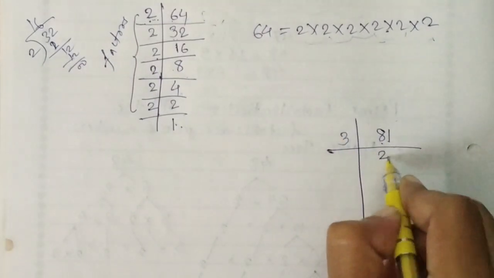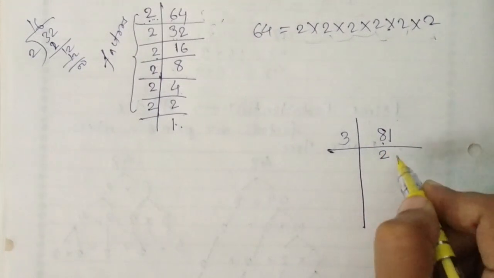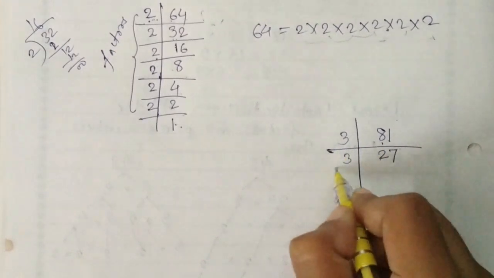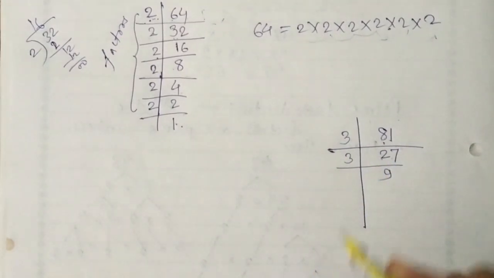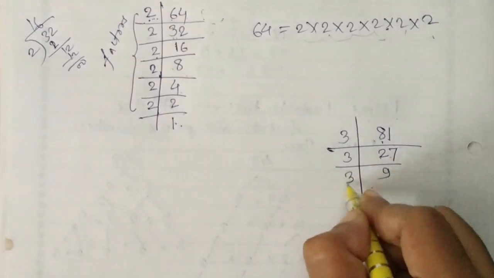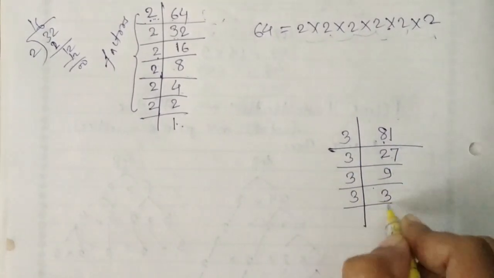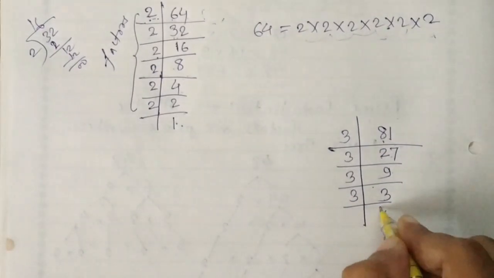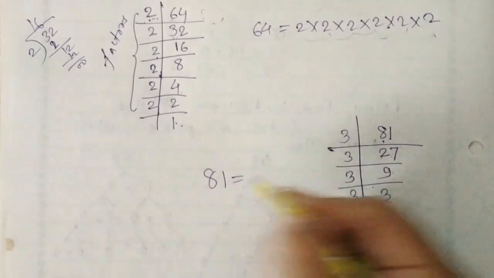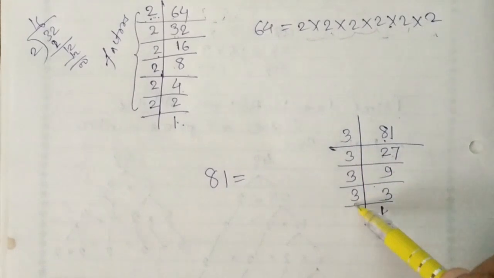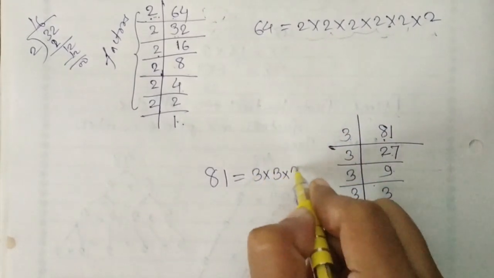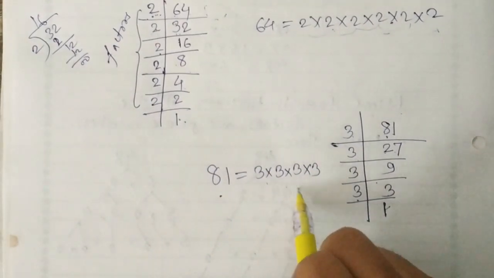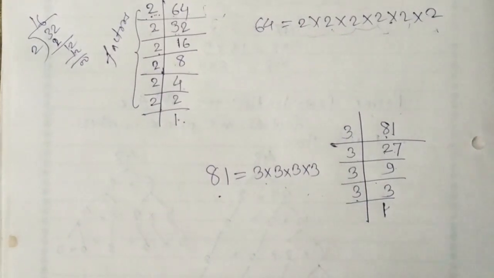So 3 2s are 6. Here 2 left, it becomes 21, so 3 7s are 21. Or you can say 27 3s are. Then again 3 9s are 27, which comes in the table of 3. Then 3 3s are 9. 3 1s are 3. So the process stops when the number reaches 1. So 81 has factors 3 multiplied 4 times. So 81's factors are 3 multiplied 4 times. These are the prime numbers.